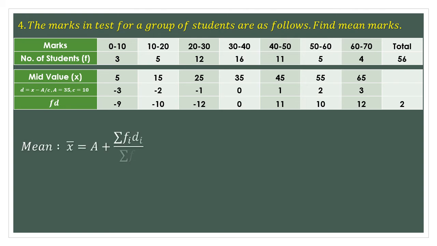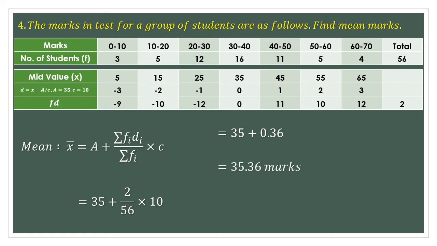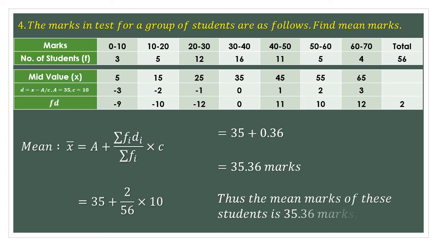We will put this value into our formula for mean, that is A plus summation FiDi divided by summation Fi, into C. The A here is 35, summation FiDi is 2, summation Fi is 56 and the common factor is 10. When you solve this, you get 35 plus 0.36, that is 35.36 marks. So the average marks scored by students are 35.36 marks.